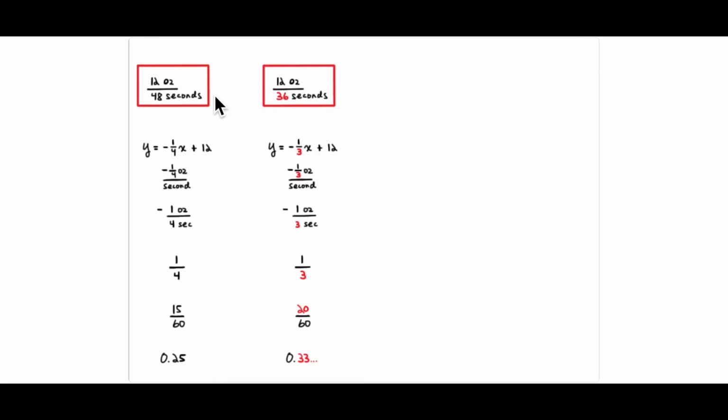So the next one, the next fastest rate is 12 ounces in a total time of 36 seconds. That was the -1/3 ounce per second. That's 12 ounces in every 36 seconds. Change that to 60ths, because that's the common denominator between 4 and 3. This works out to be 20 60ths, which is the same as 1/3. So that's 33/100ths of an ounce in 1 second. So a little bit more.